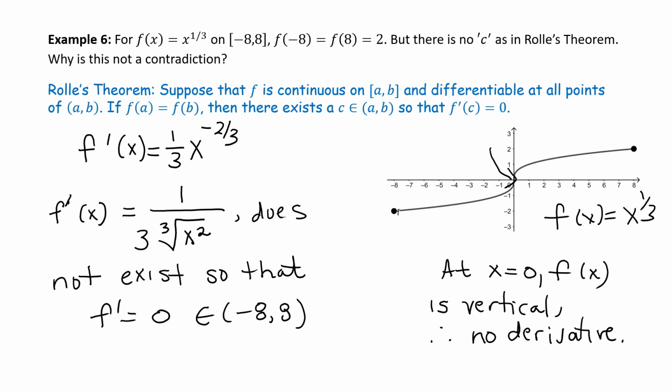Now let's go back and look at Rolle's theorem. It says on a to b, it has to be differentiable at all points, but at x equals 0, f of x is not differentiable. So since it doesn't meet the hypothesis of Rolle's theorem, there's no requirement that it meets the conclusion, and that is why there is no contradiction here.